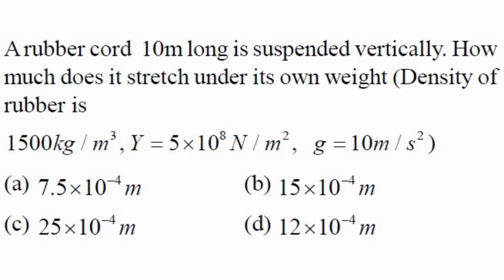A rubber cord 10 meter long is suspended vertically. How much does it stretch under its own weight? The density of rubber is 1500 kg per meter cube, Y is equal to 5 into 10 power 8 Newton per meter squared, and small g is equal to 10 meter per second squared.